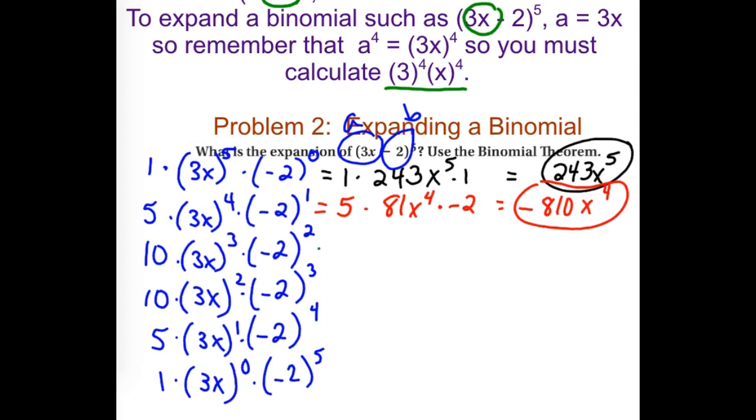Next one, we've got a 10. We've got a 3x being cubed. 3 cubed is 27, so 27x cubed. And then I have a negative 2 squared. What happens when I square a negative? Comes out positive, so I have a positive 4. So what's 10 times 10 times 27 times 4? Okay, so our next term is a positive 1080x cubed.